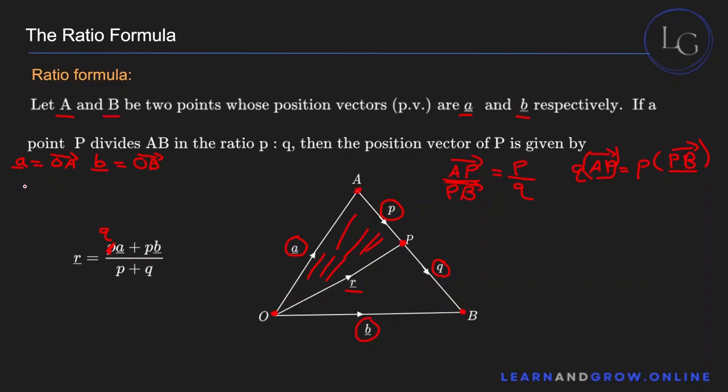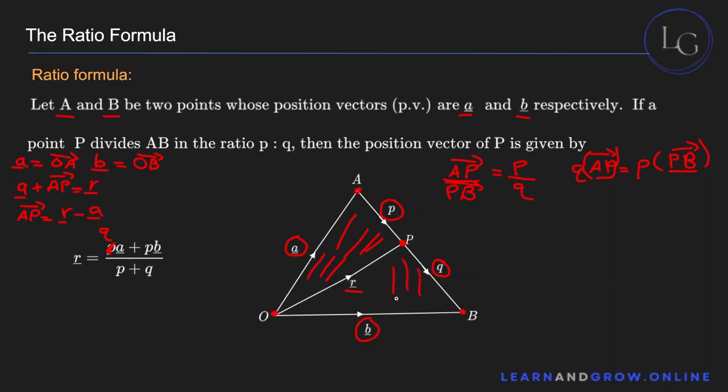So the vector A plus AP is equal to OP, right? So OP is equal to R. And basically we need to find AP. So AP is equal to R minus A, right?